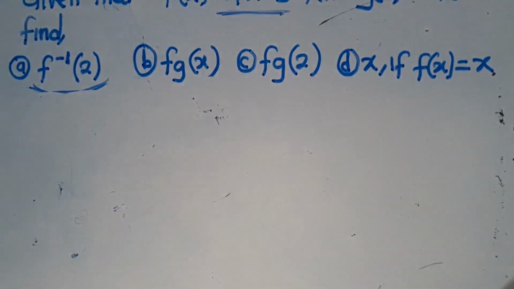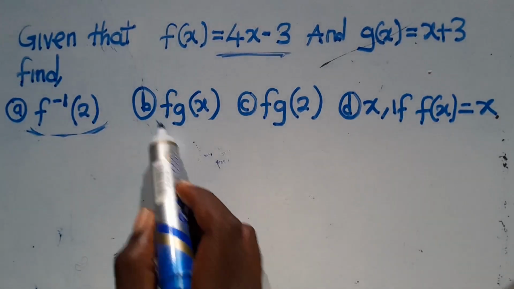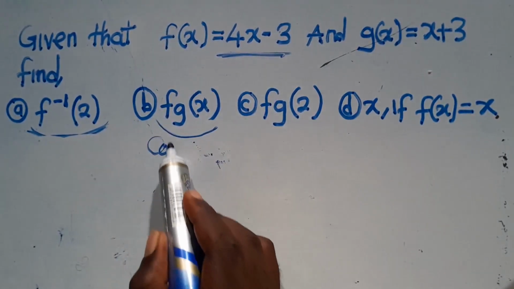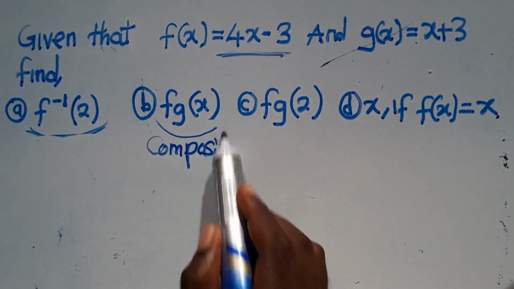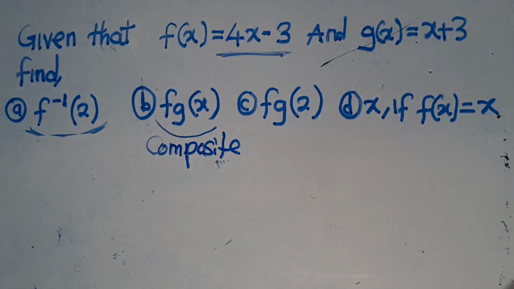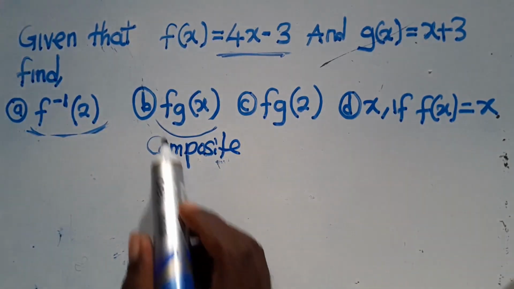The next part is here. These are called composite functions. We call these composite functions, where we combine two or more functions, where we combine two functions. So what I'm going to do is combine f and g.